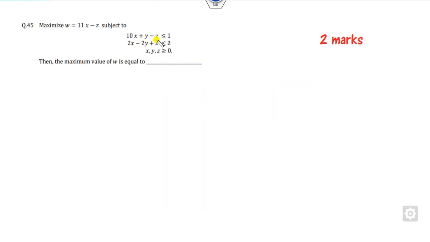Now there are 3 constraints. So then you are unable to solve this with the help of the graphical method. Then how can you solve them? You have to convert this problem into the dual, and then we will try to solve it easily. Since the problem is maximization, the dual is minimization.